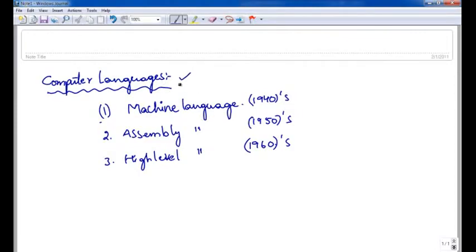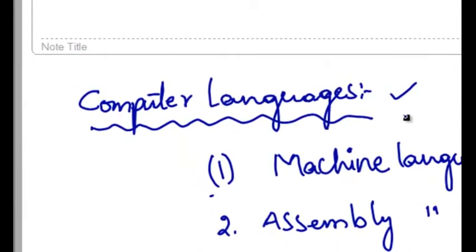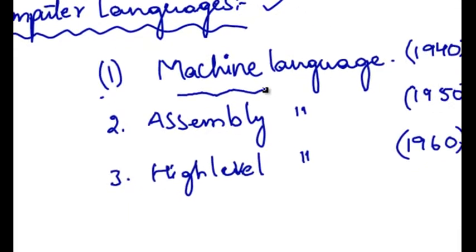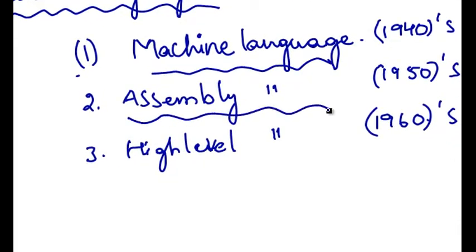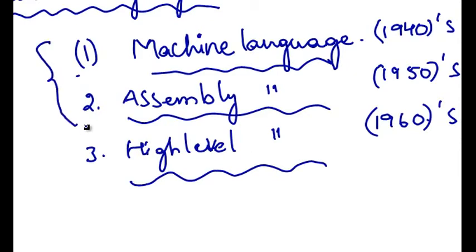In this video we are going to study about computer languages. A computer language is used for writing programs for the system user. Basically, a computer language has evolved into three major types. They are machine level languages, assembly languages, and high level languages. Machine level language and assembly level language are also known as low level languages.